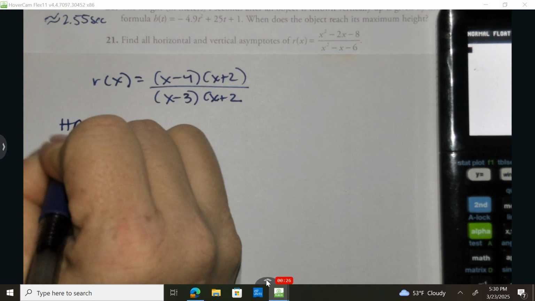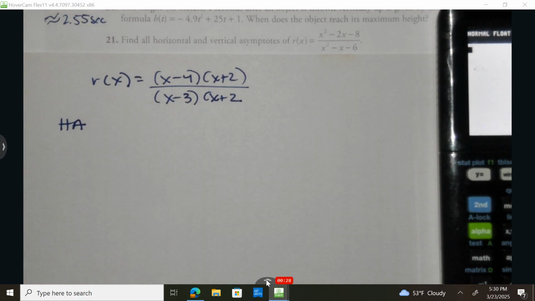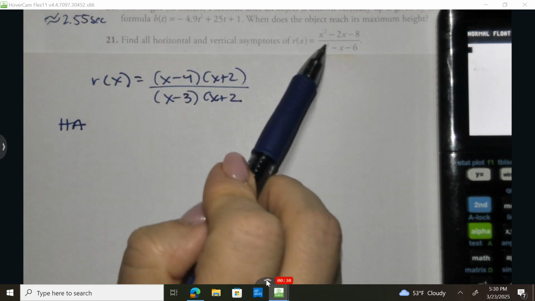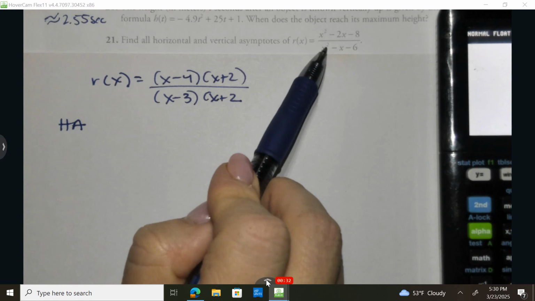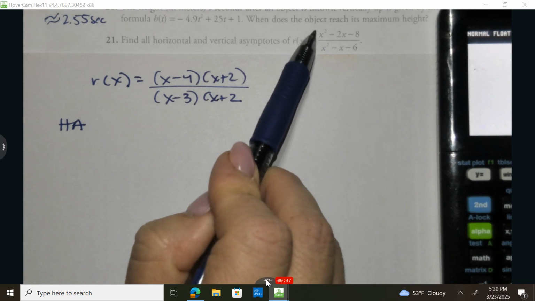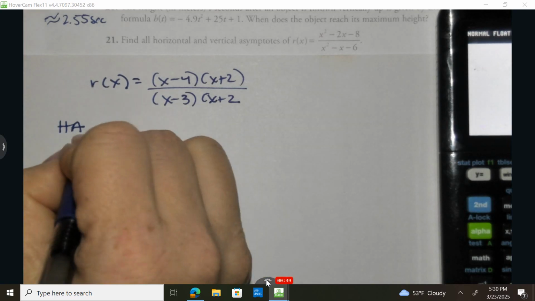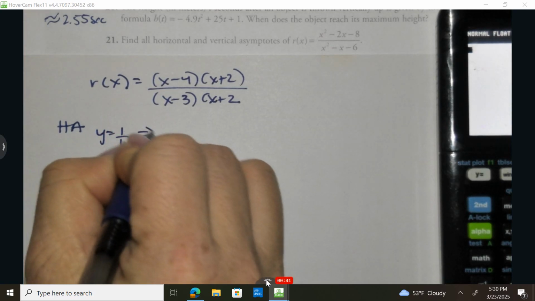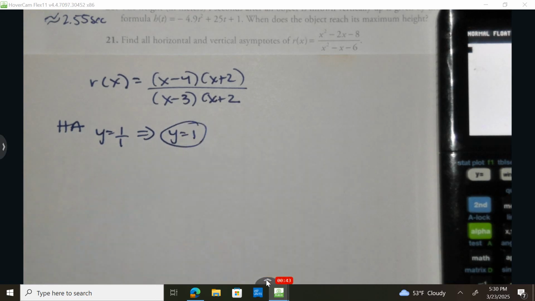Let's start with the horizontal asymptote. In this case, there is a horizontal asymptote because the degree in the numerator is equal to the degree in the denominator. When that occurs, we look at the leading coefficients and divide them. So 1 divided by 1 is 1. So we have a horizontal asymptote at not just 1, it's the equation y equals 1 that represents the horizontal asymptote. Again, not just the value 1, it's the equation y equals 1.